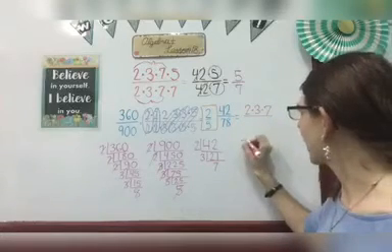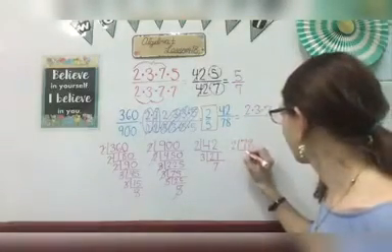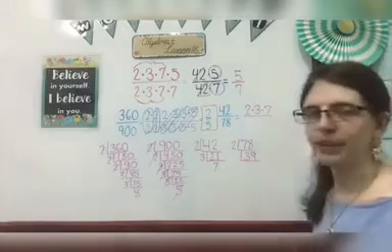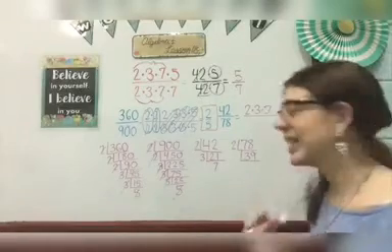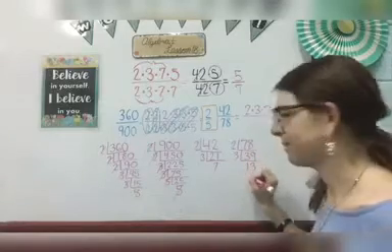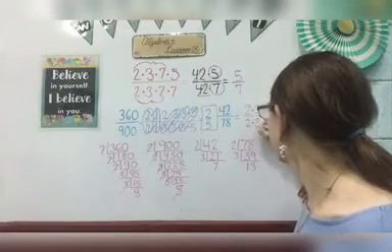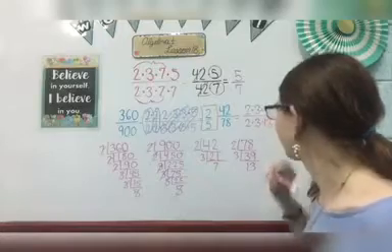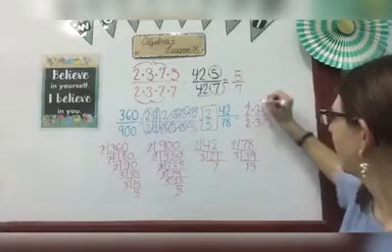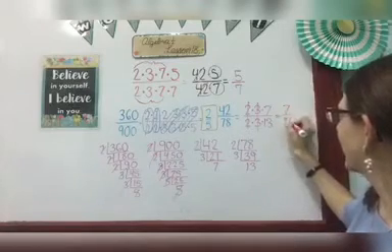Now I'm going to do 78. 2 can go into 78 39 times. 2 cannot go into 39, but 3 can. 39 divided by 3 is 13. 13 is a prime number. So I have 2 times 3 times 13. Now I can cross out my pairs. I have a 2 and a 2. I have a 3 and a 3. So all I'm left with is 7 and 13.